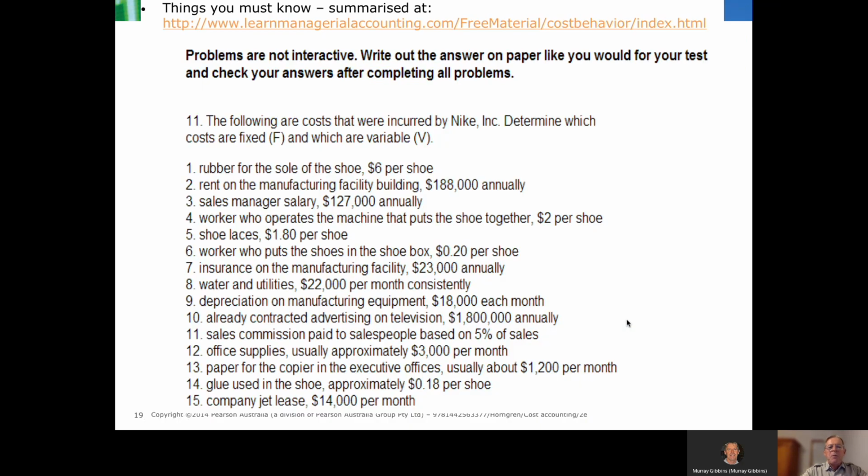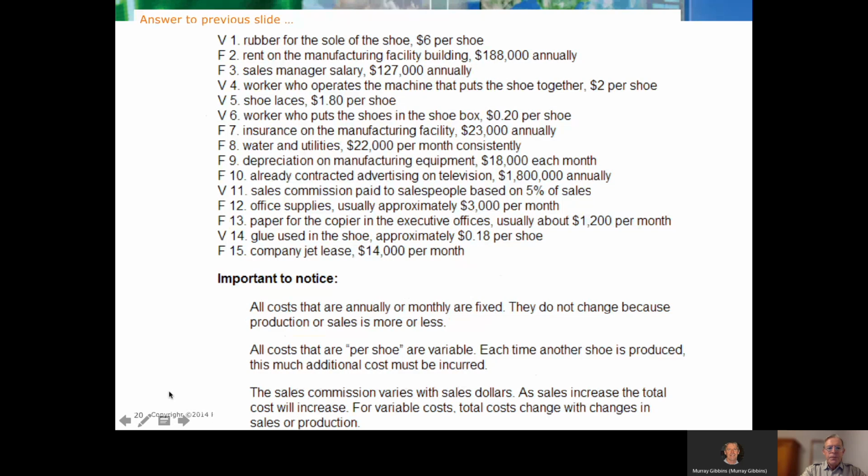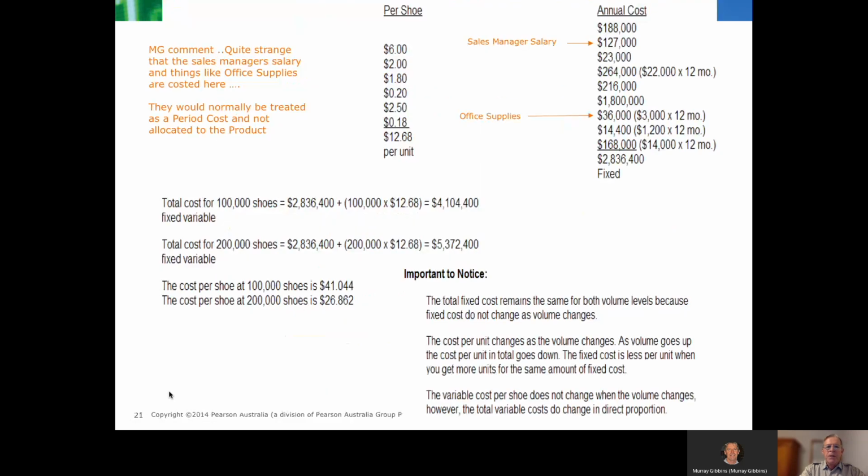We will spend a bit of time when we get together for our workshop just walking through, being able to identify a range of these costs, just getting familiar with being able to identify whether these costs are fixed or variable. So we'll do this activity when we get together in class. There's the answer to it.